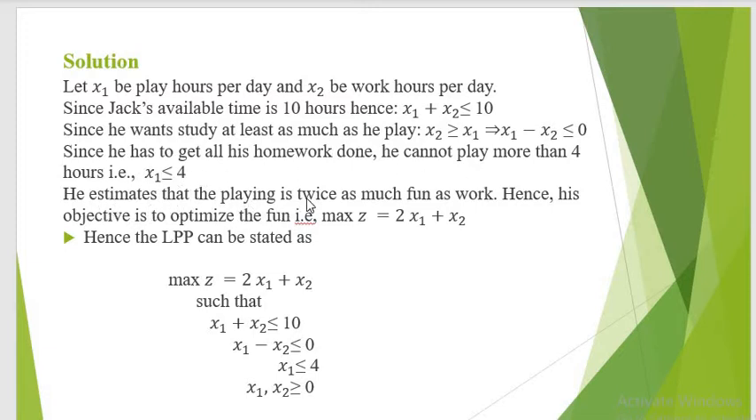He estimates that playing is twice as much fun as work. Hence, his objective is to optimize the fun. That is, maximize Z equal to 2x1 plus x2. Hence, the LPP can be stated as maximize Z equal to 2x1 plus x2 such that x1 plus x2 is less than or equal to 10, x1 minus x2 is less than or equal to 0, x1 is less than or equal to 4 and x1, x2 greater than or equal to 0.